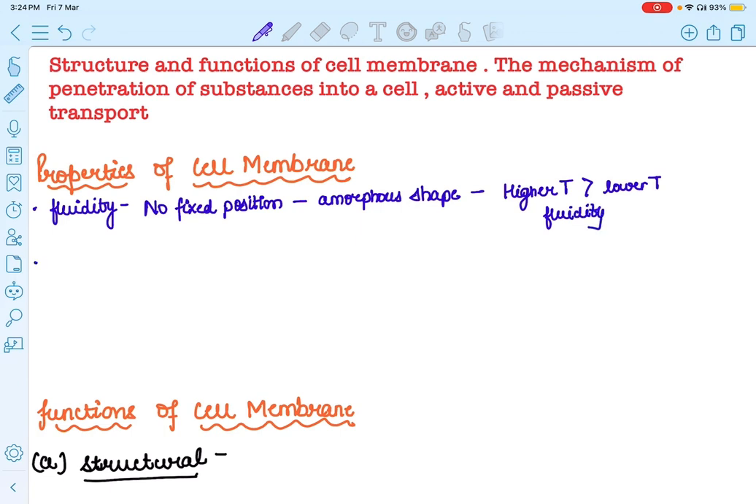The second one is plasticity. Plasticity is the same as that of a plastic rubber band: whenever you stretch it and you release it, it comes back to its normal size, which means it can restore quickly after impairment and can stretch and constrict in cellular movements.